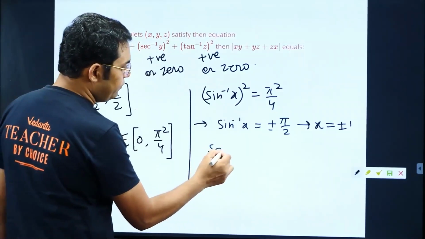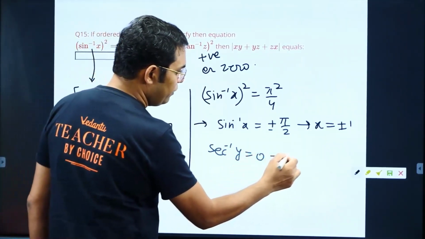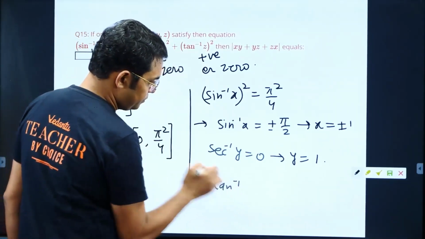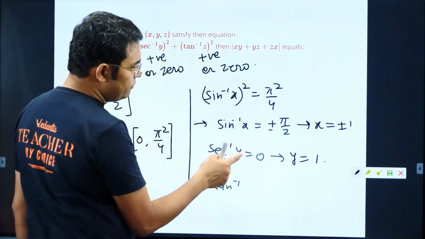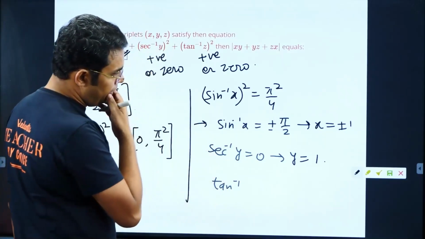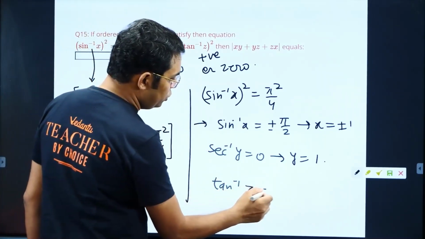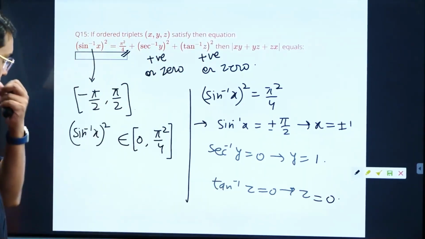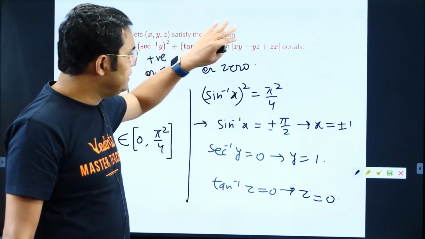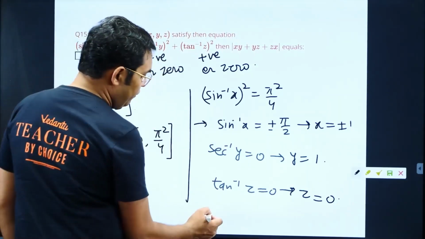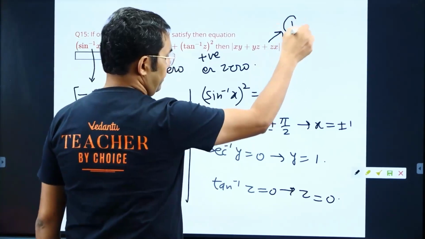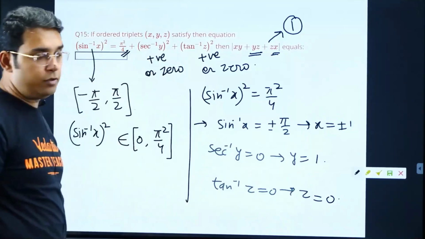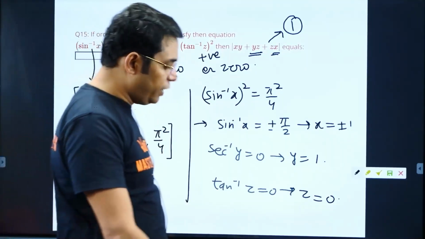Likewise, secant inverse y will be 0, so y will be equal to 1, and tan inverse z is also 0, so z will be equal to 0 here. So x is plus minus 1 and z is 0, so this xy plus yz plus zx which we are looking for will be equal to 1. Can I write this directly? Because if z is 0, it will make these two terms 0. Only xy we have to take care of, and mod is also there, so the answer is 1, whatever you take.